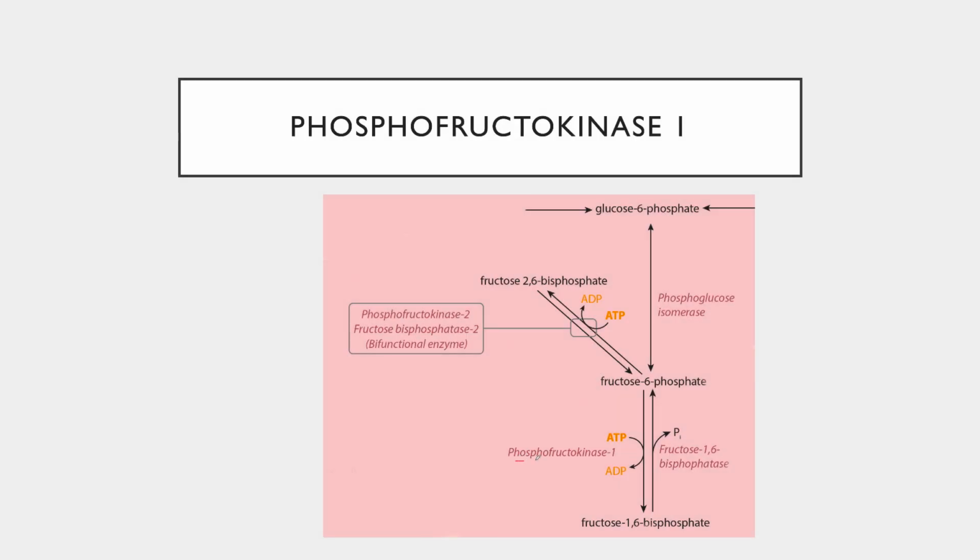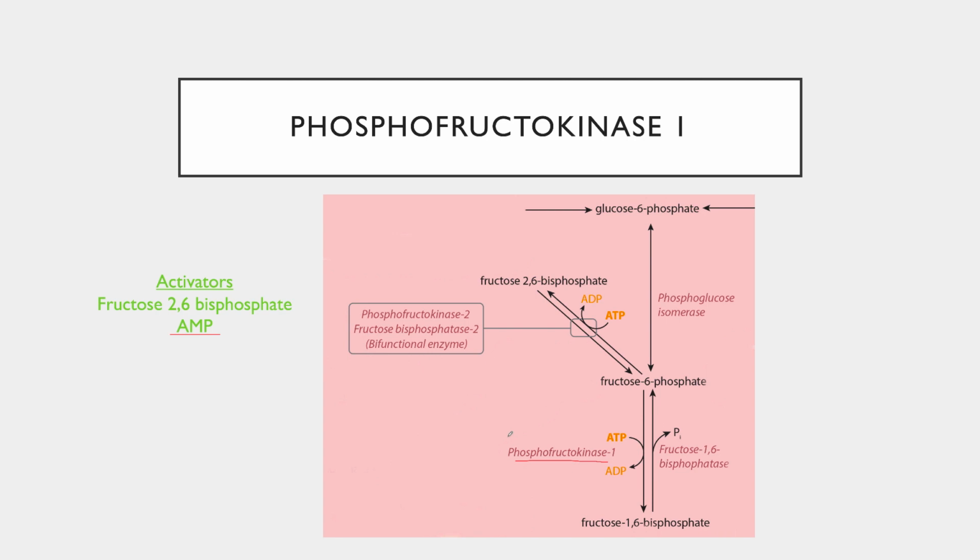So our next enzyme, phosphofructokinase 1, is responsible for phosphorylating fructose 6-phosphate to fructose 1,6-bisphosphate. So the regulation of phosphofructokinase 1 is primarily through allosteric regulation by AMP and fructose 2,6-bisphosphate. High levels of AMP would indicate a lack of energy within the cell, and this would increase flux through glycolysis by enhancing the activity of our enzyme, phosphofructokinase 1.